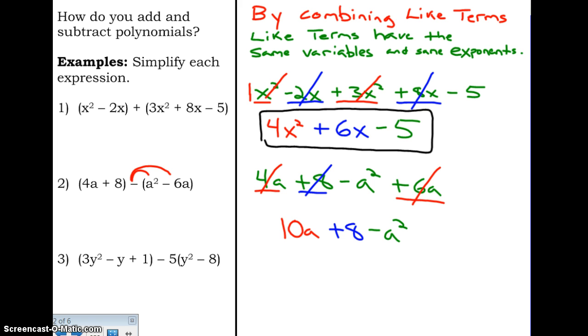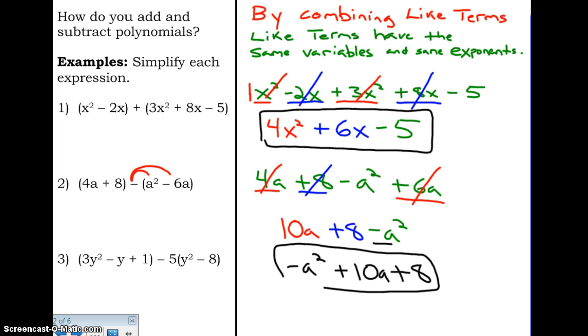So we've taken care of all of our like terms. We've brought everything down. This answer here is acceptable. I'd accept it, but on a multiple choice question, you're probably going to see it written in order from highest exponent to lowest exponent. So you might see it rewritten like this. Okay, this term has the highest exponent, so it's going to be negative a squared, and then we have plus 10a, and then we have plus 8. So that's probably how you want to get used to writing your answers. Okay?